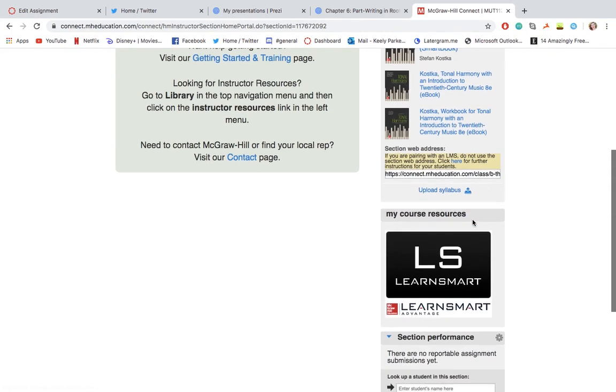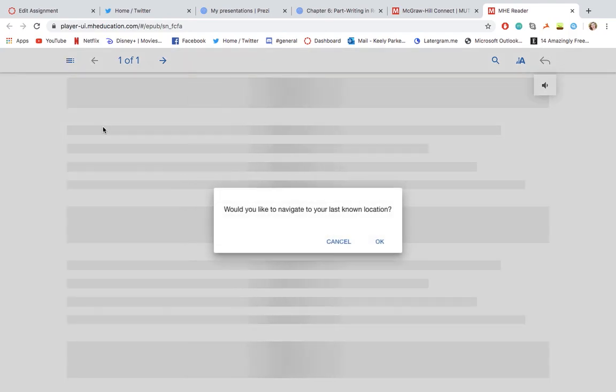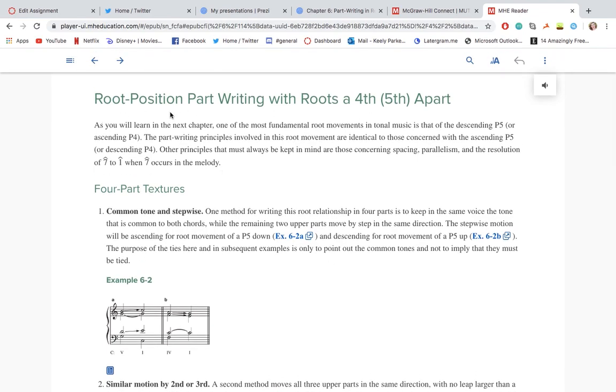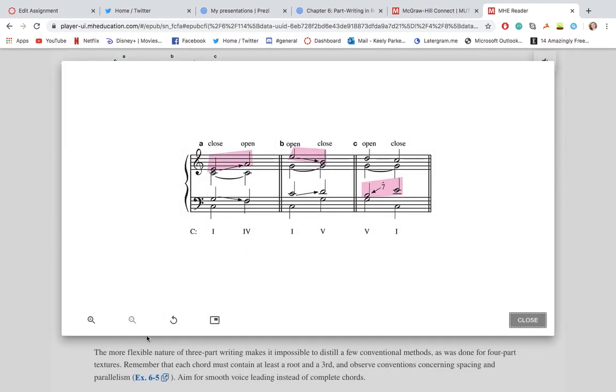So I would recommend, if you get a chance, to read through chapter 6. It's going to have all of these things laid out so that you can look at them. Okay, let's see. So here's our root position part writing with roots a fourth or fifth apart. Number 1 is our common tone and stepwise. Number 2 is our similar motion by second or third. Here we go. Tertian leap, common tone, stepwise.